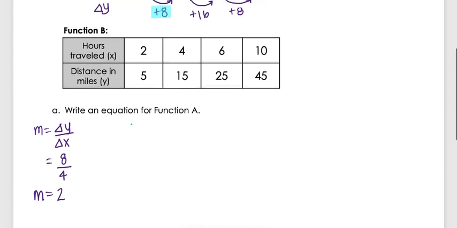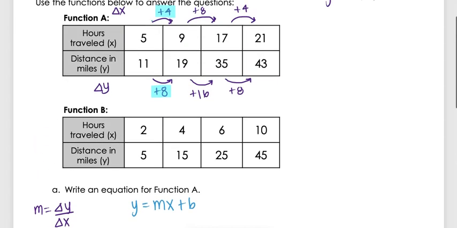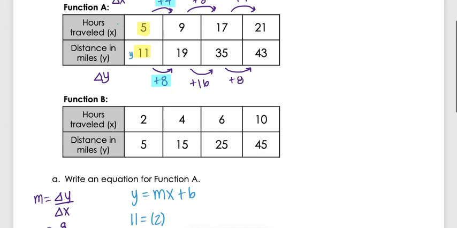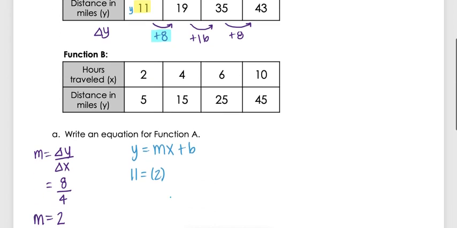Okay, and then for my next part, I need to figure out what my b is. And to do that, I'm going to plug in my slope in for m, and then I need to choose a point x, y. And so I have a whole table of points. So like 5, 11, that's a point, 9, 19, that's a point, and so on. I'm going to go ahead and just choose the first one. And so that means that my y is 11. My m, again, is 2. And then my x for that point is equal to 5.